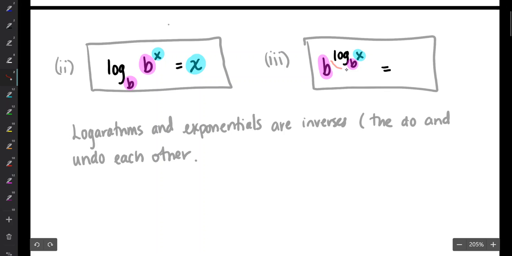b to the, and up in the exponent is log base b of x. Those things do and undo each other. We're just going to get x. The language is a little clunky. Log base b of input and b to the input, those operations do and undo each other, which is why I just get my input. I just get x.